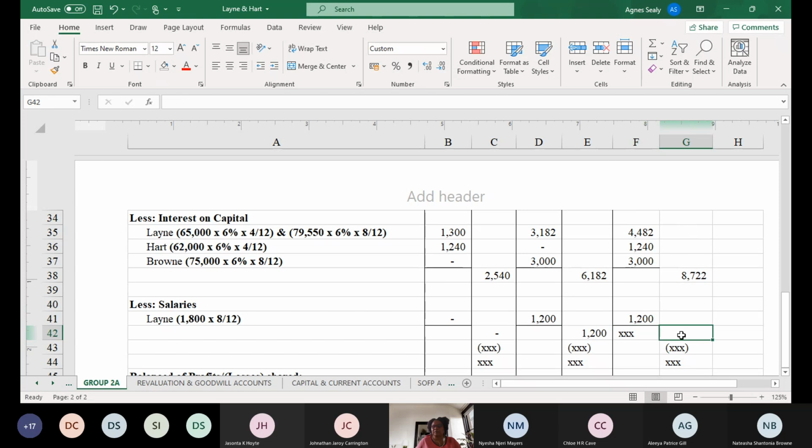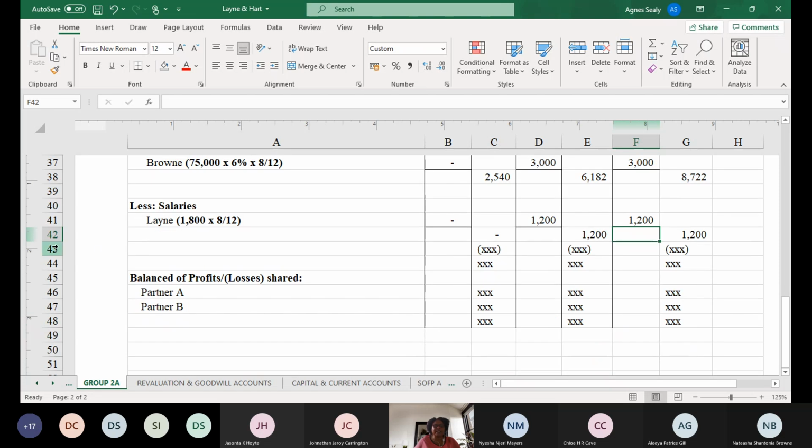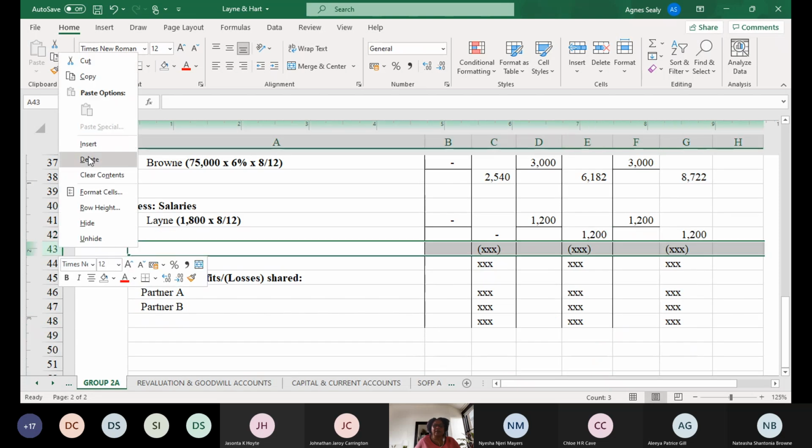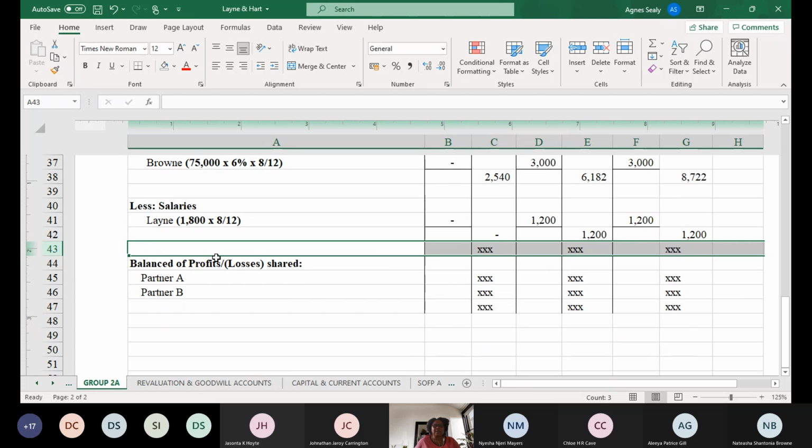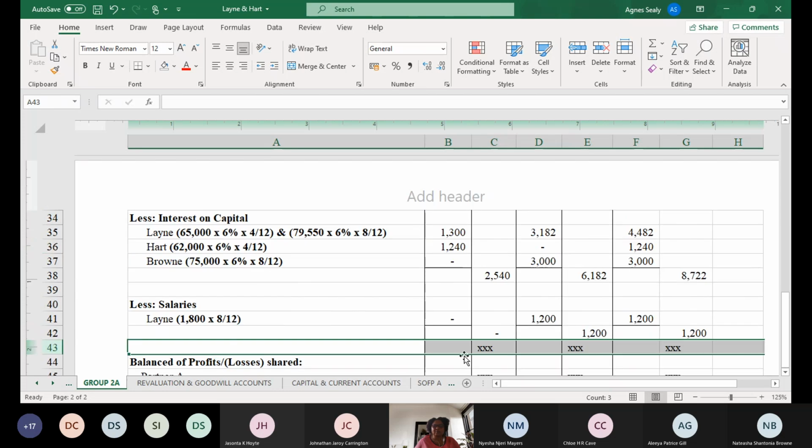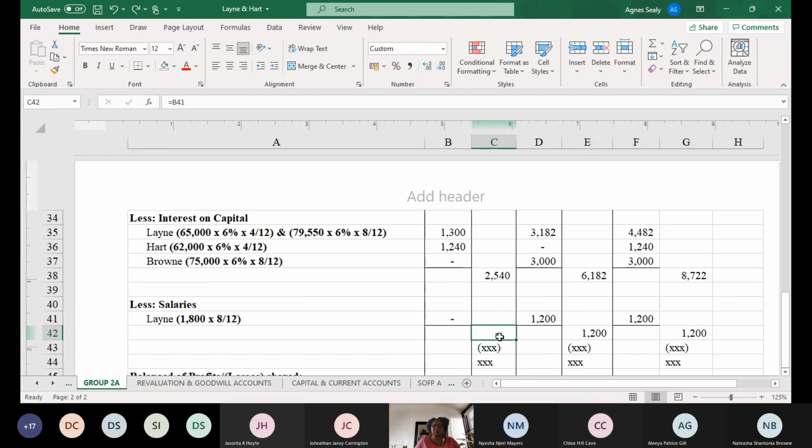Always remember to do that. Always remember to total in your total columns as well. So that is 1,200 in salaries for Layne, right? So we have the salaries for Layne, and there is nothing else. Just made a mistake. So there's nothing else that needs to be done.